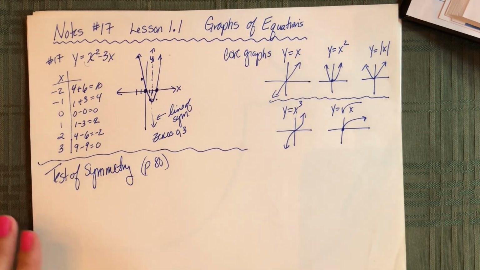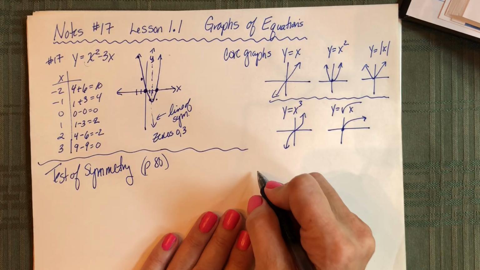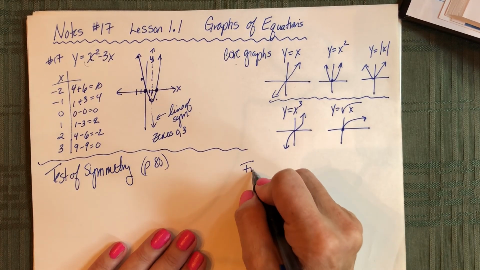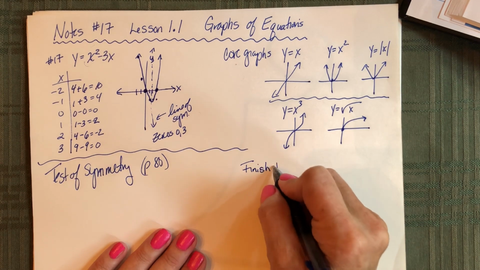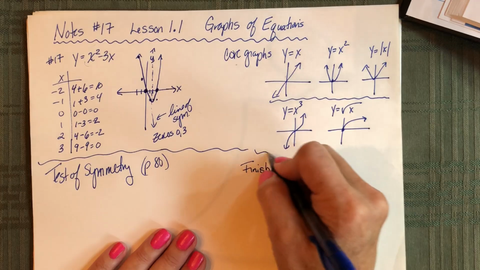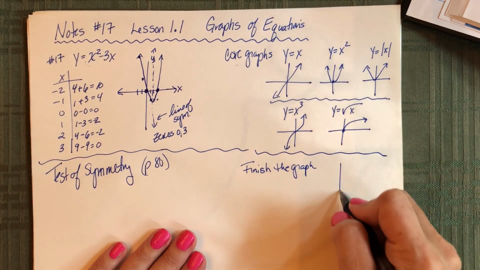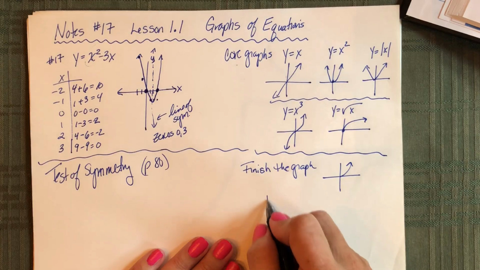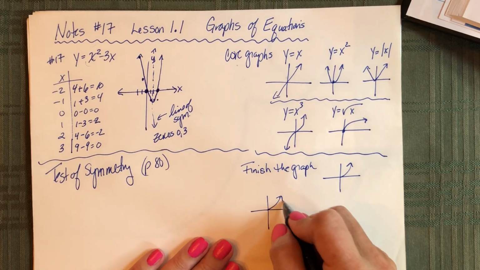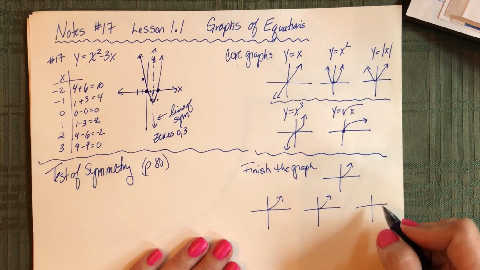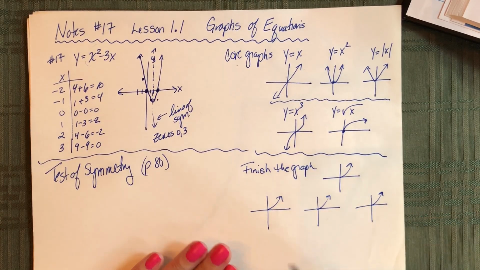Now, suppose I have, I'm going to do this a little differently. I want you to finish the graph. Finish the graph. So here's the graph I'm going to give you, and it's going to look like this. We've got different kinds of symmetry. I'm going to give you three different beginnings, and I want you to graph the rest of it with different symmetry.